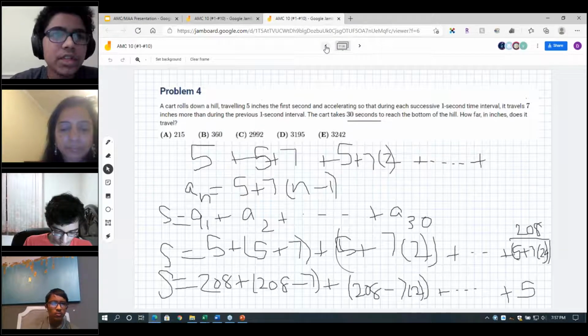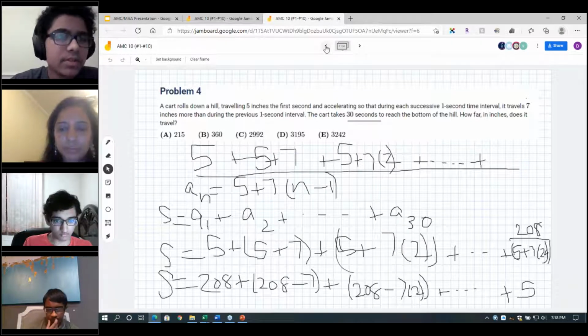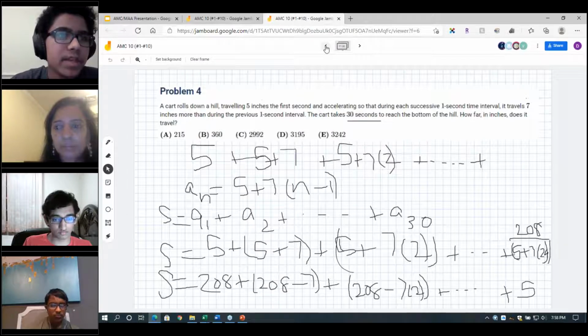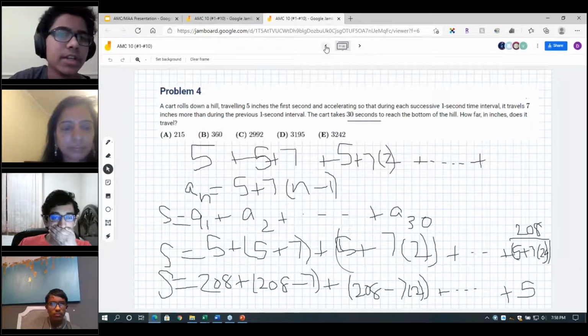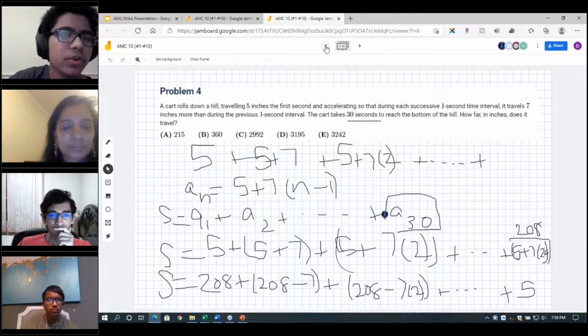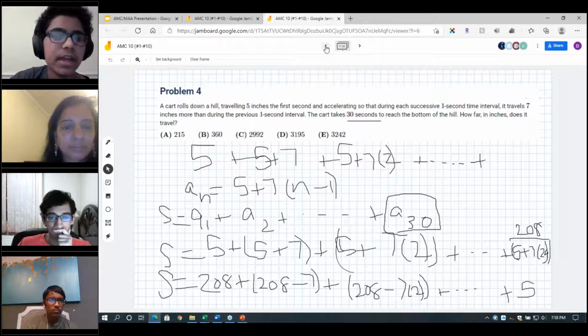So this is just a sum of an arithmetic sequence. We can write each term of the arithmetic sequence as a sub n, where n is the number of the term. We can write this as 5 plus 7 times n minus 1. So the first term would be 5 plus 7 into 0, second term 5 plus 7 into 1, and so on until we have our 30th term, since we have 30 successive time intervals. The total distance traveled is the sum of the distance traveled in each time interval. So we just need to find A1 plus A2 all the way till A sub 30.